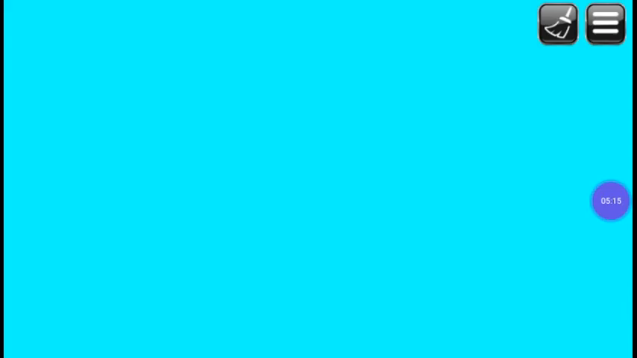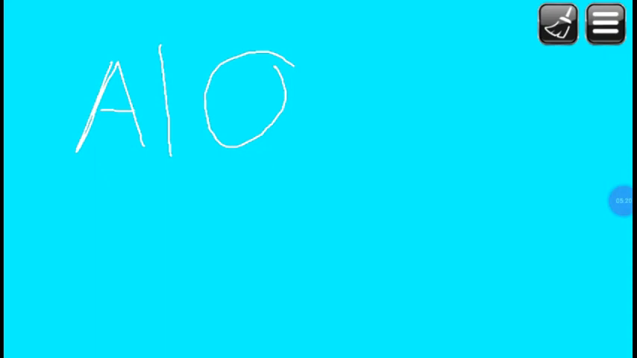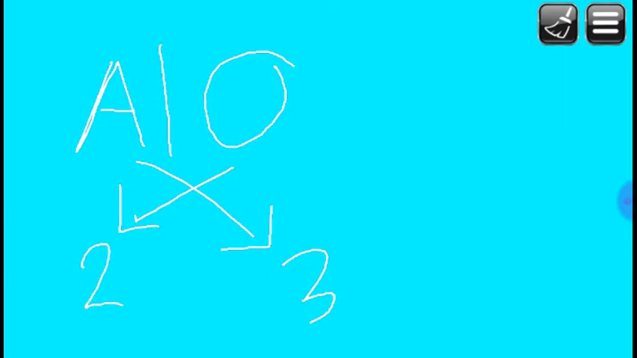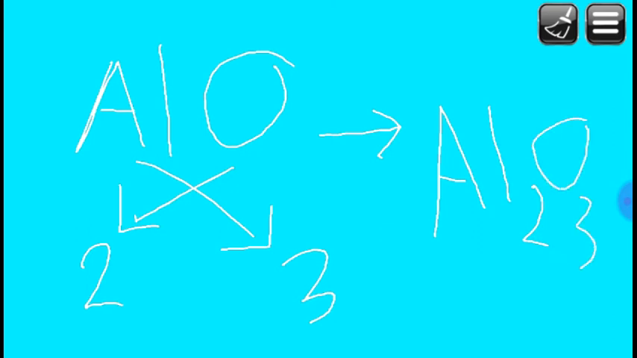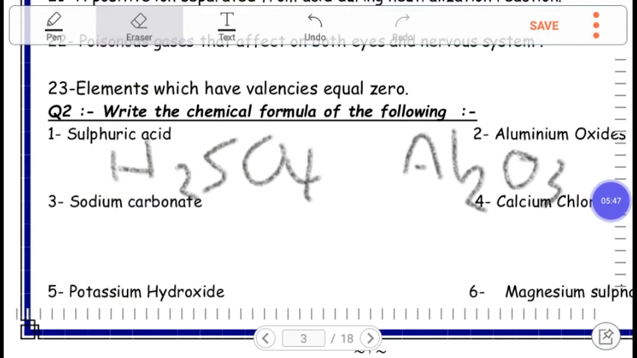Okay, aluminium, Al, and oxide, O. Then make the cross to swap the valency of each. Aluminium is triple, and the oxygen is double. So we will make Al2O3. Number 3, sodium carbonate.